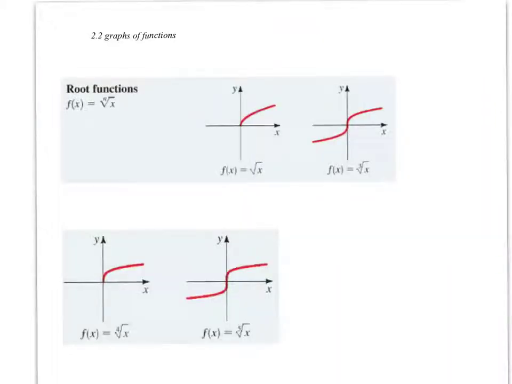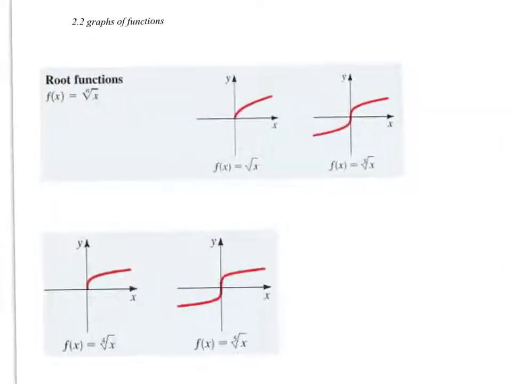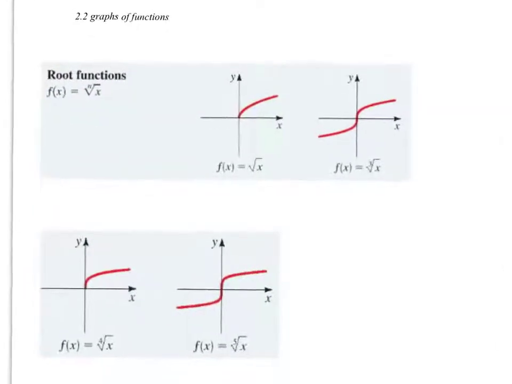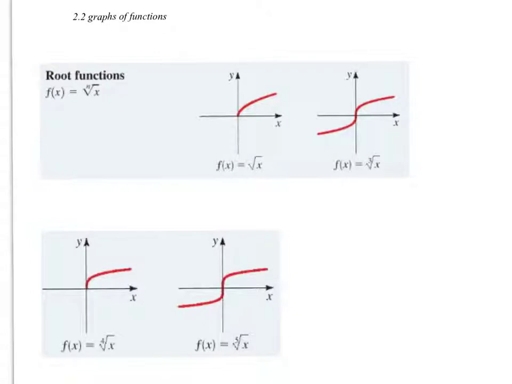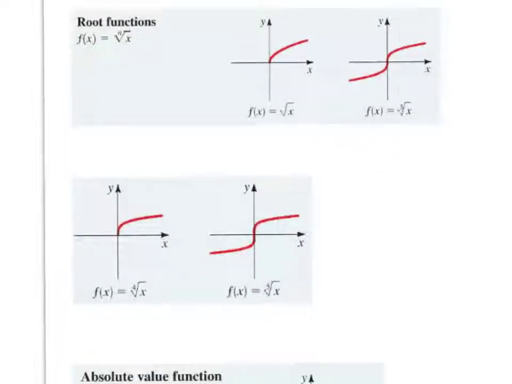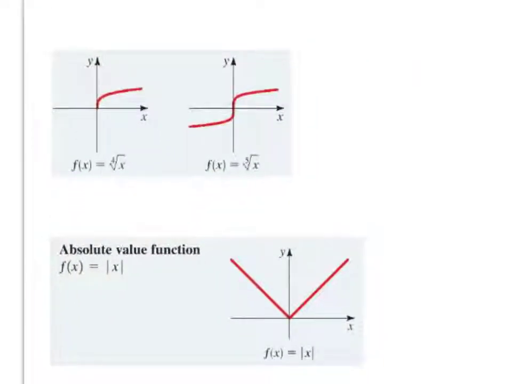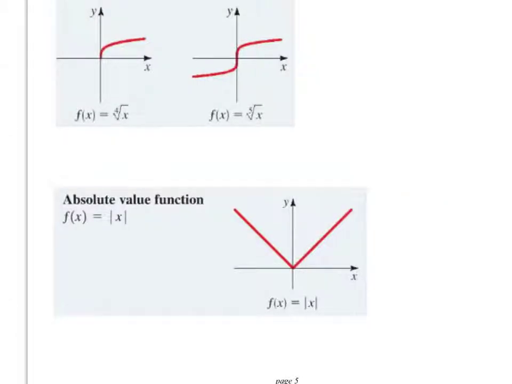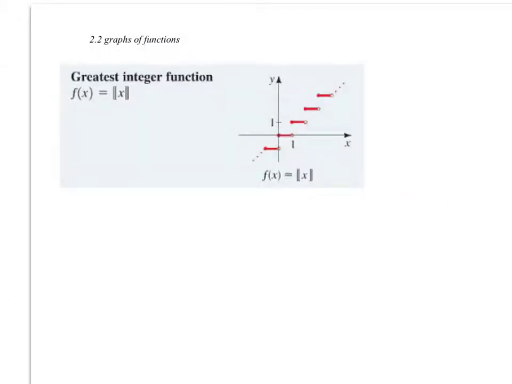Then there's root functions like the nth root. There's square roots, and then there's cube roots. So again, depends on whether that's an even root or an odd root. So look at similarities there. There's a fourth root and a fifth root for you. And then there's the absolute value function. And then finally, the greatest integer function. So be familiar with all those different types of graphs.